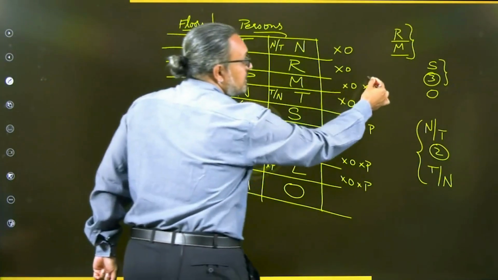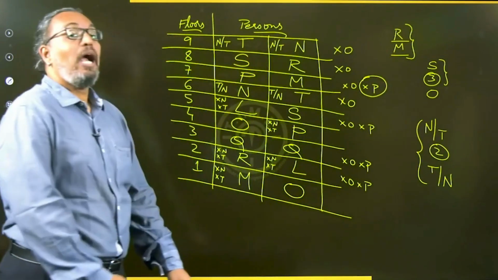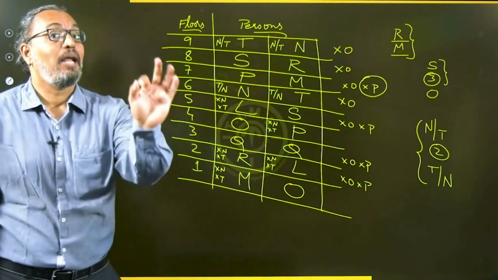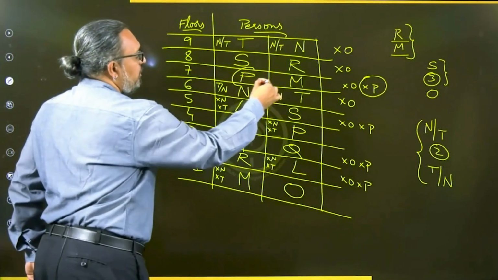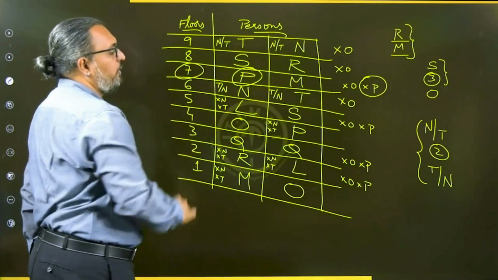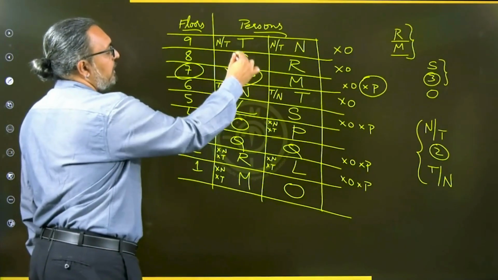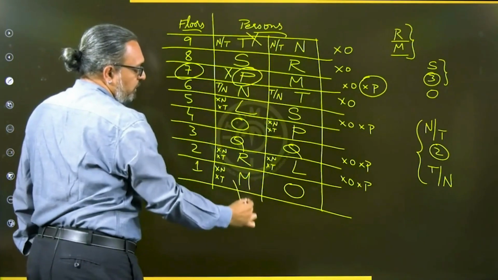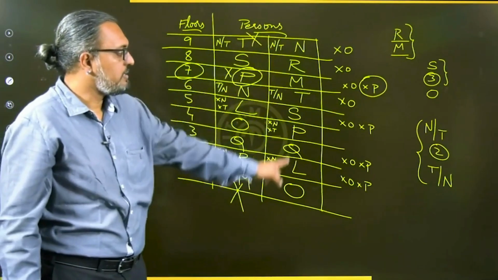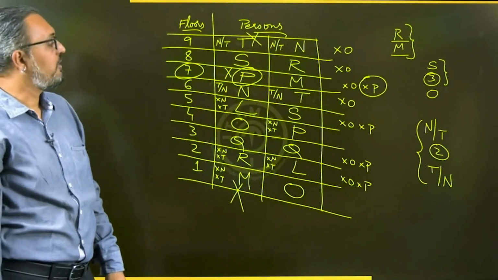Why? Look at this. O and P can never occupy a prime numbered floor. See what is happening here? P is occupying a prime numbered floor. So, you can never have P here. So, this is not going to be my arrangement. Whereas, this is what we have as our arrangement.